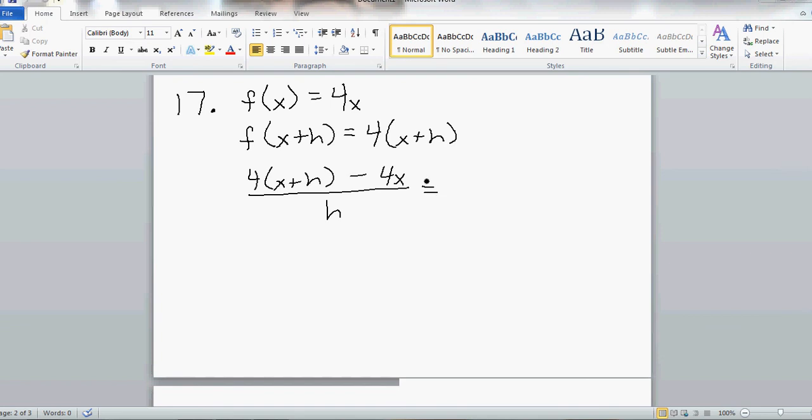Now let's see what happens here. I'm going to have to distribute this. So this becomes 4x plus 4h minus 4x all over h. Notice the 4x minus the 4x cancel each other out, and so we're left with 4h over h, and the h's can cancel, which leaves the value of 4. Now realize, knowing calculus, this 4 was very easy. I mean, I could have looked at the 4x and said 4 is the answer.